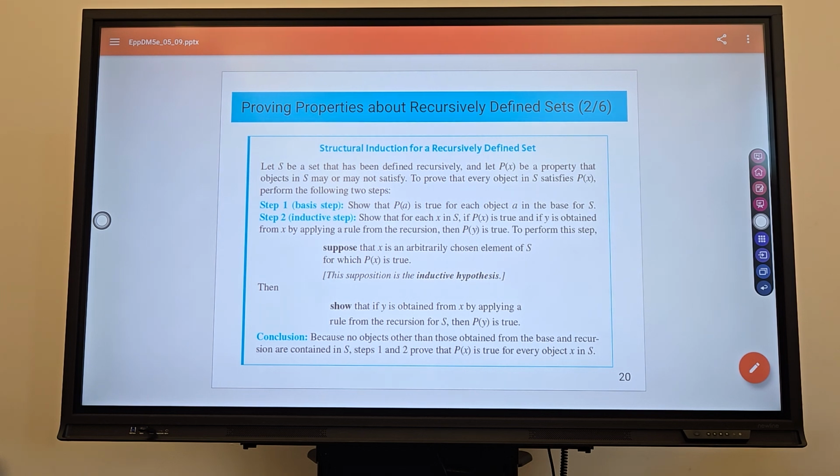To perform this step, suppose that x is an arbitrarily chosen element of S for which P(x) is true. This is the inductive hypothesis. Then show that if y is obtained from x by applying a rule from the recursion for S, then P(y) is true. Conclusion: because no objects other than those obtained from the base and recursion are contained in S, steps 1 and 2 prove that P(x) is true for every object x in S.